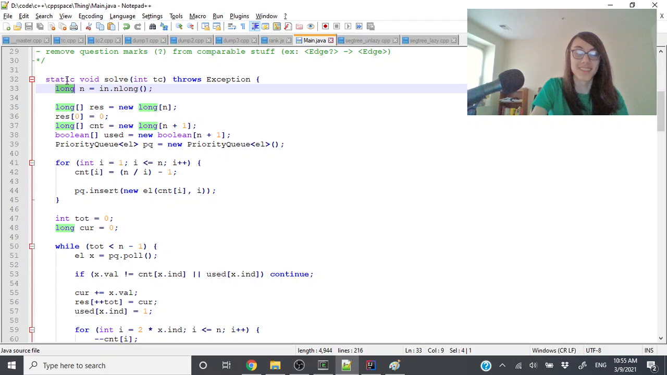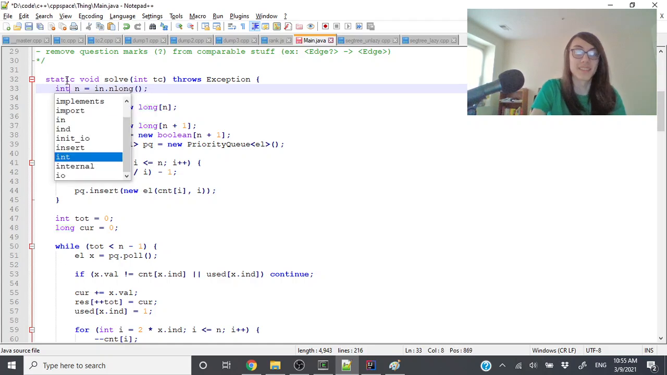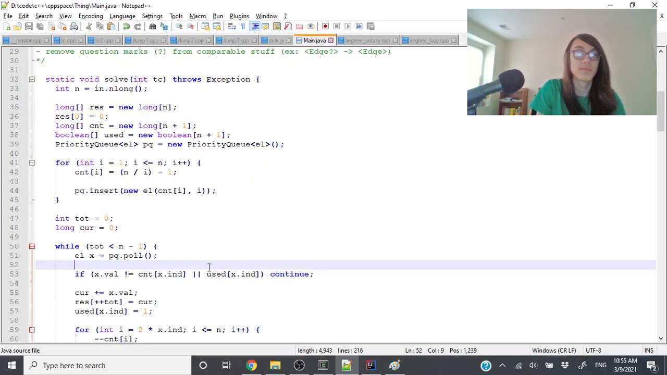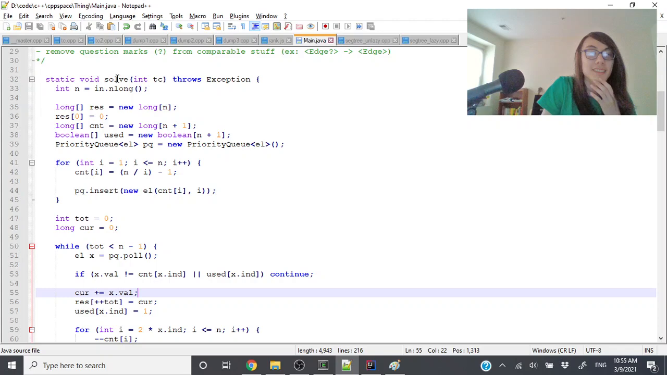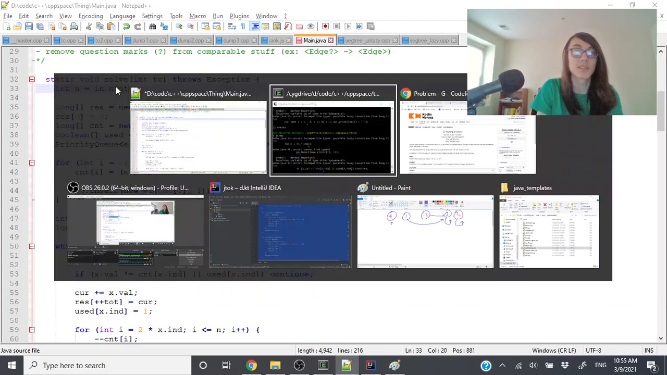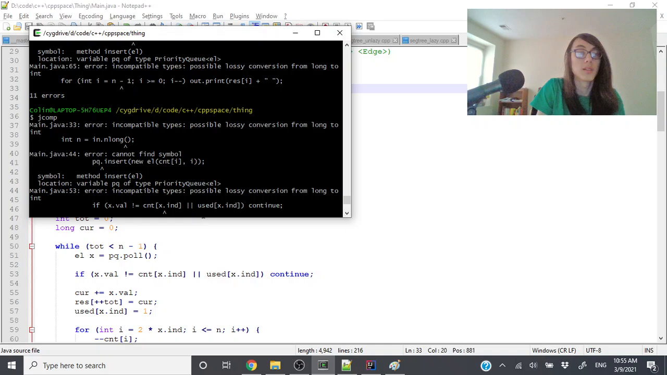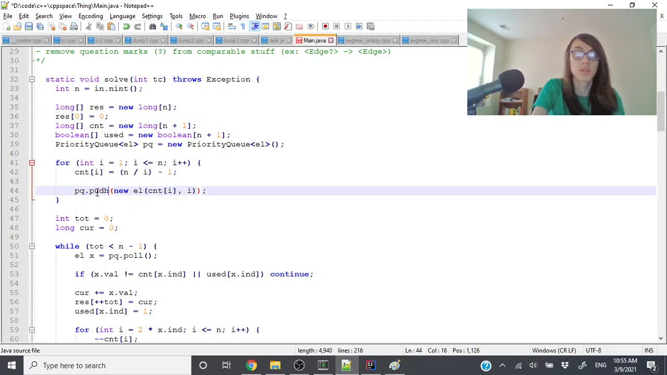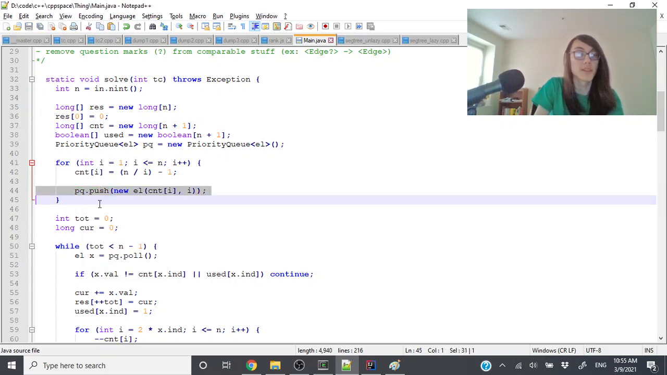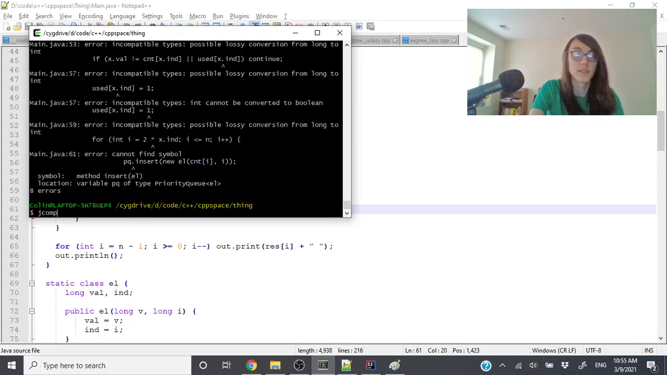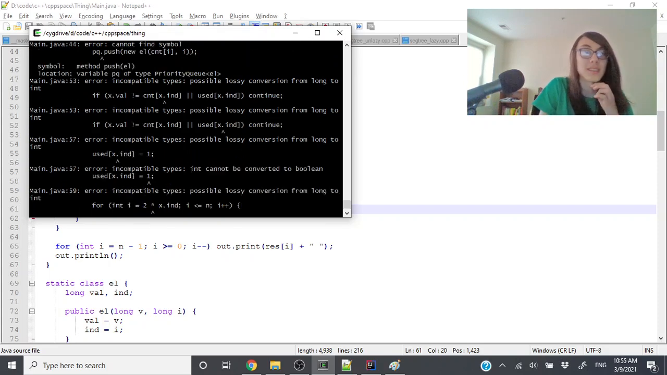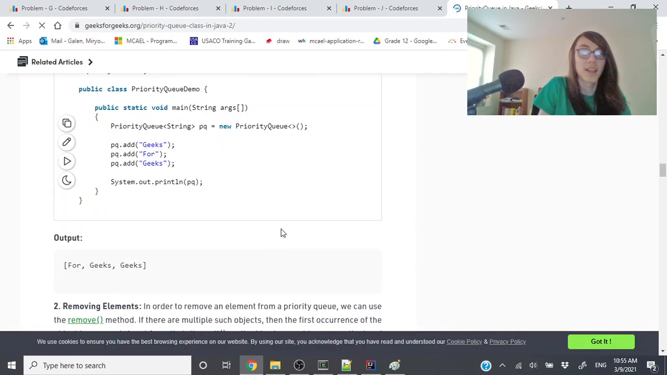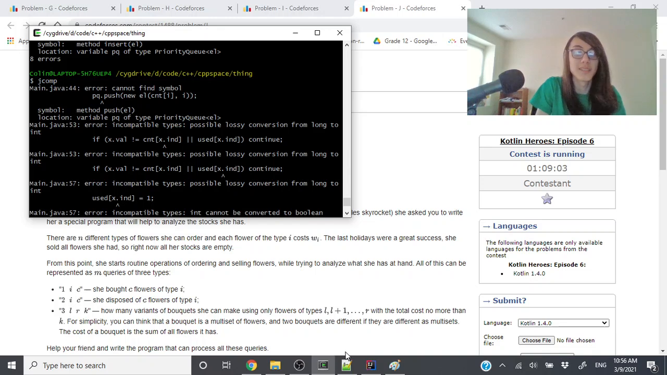God damn. Alright, 11 errors. I guess we don't need n to be long. Okay, what? So, an int, sure. What is it? Push? What do you want? I don't know the syntax. Does that reduce the number of errors? It does not. Okay. What do I have to do? Add? It's add, isn't it? Yeah, it's add.